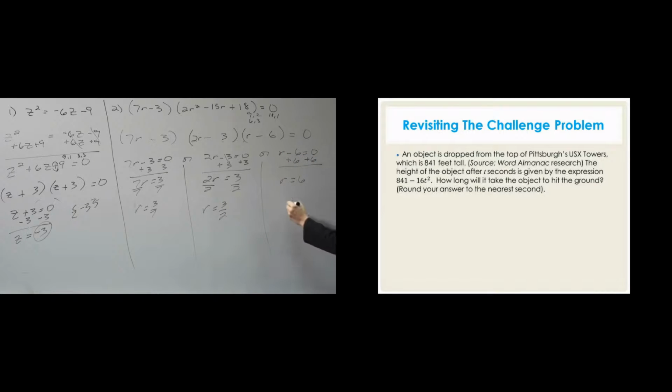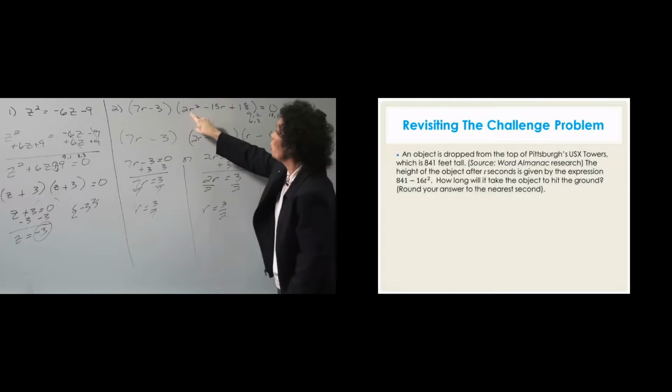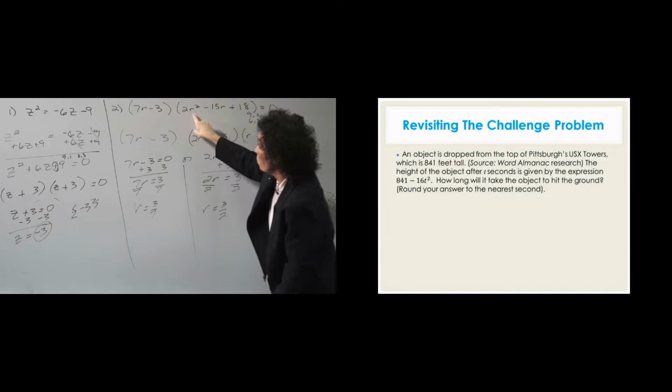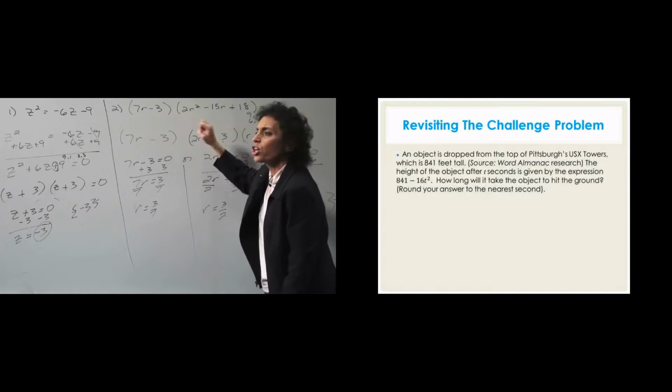3 answers. If we want to put them in set notation, have a party. 3 sevenths, 3 halves, 6. Why are there 3 answers? Because the degree of this would have been 3. 2r squared times this 7r, if we would have distributed, is 14r cubed.